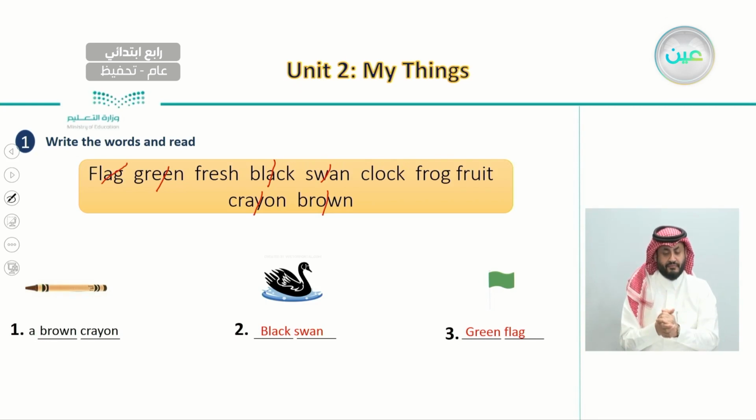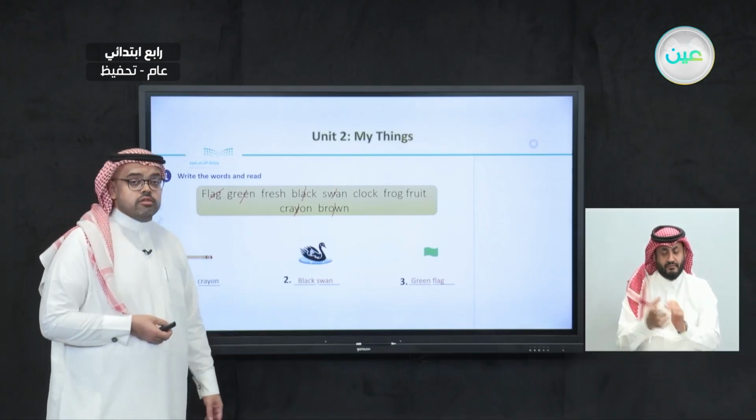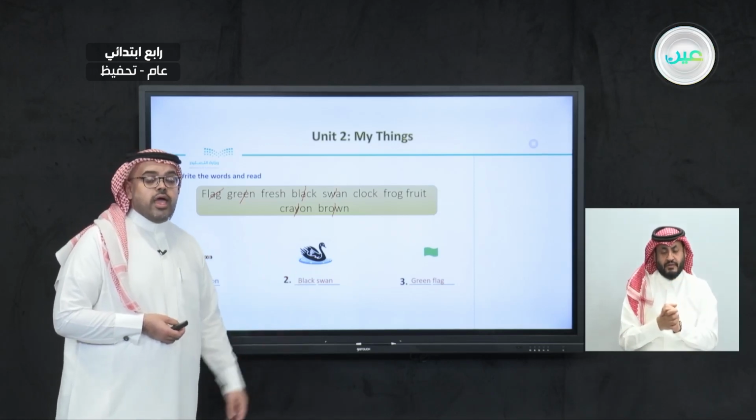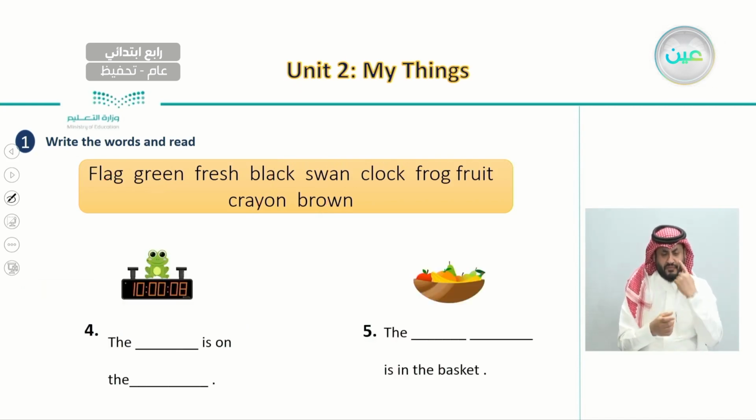So let's one more time listen to these words. The first one is brown crayon, and also number 2 is black swan, and number 3 is green flag. So now we will have 2 more before we end this exercise. So let's again try to answer number 4 and number 5. But let's remind ourselves of the words that we used in the previous 3 exercises or 3 examples.